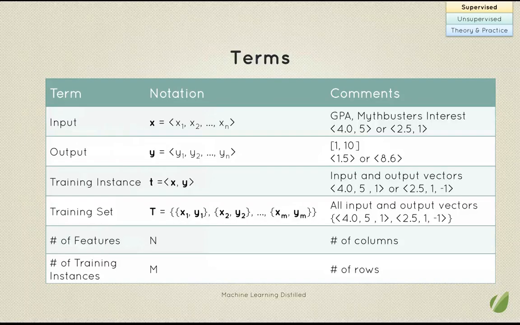These are the terms we need to look at first. We're going to call our input vector x, which will be components from x1 to xn. We'll have an output vector y that can be any continuous values. Training instances look like this. It's the vector of x and y combined together. Our training set is just a set of training instances. We'll have n features and m instances, that is m rows in the data set.